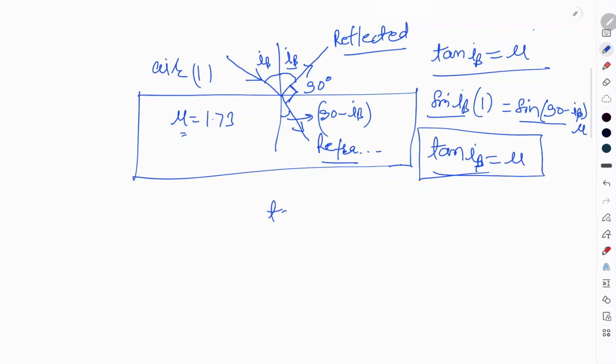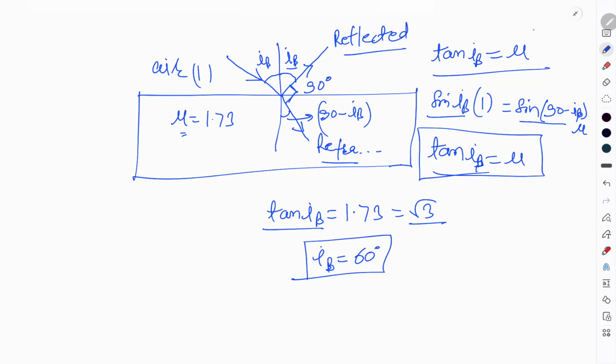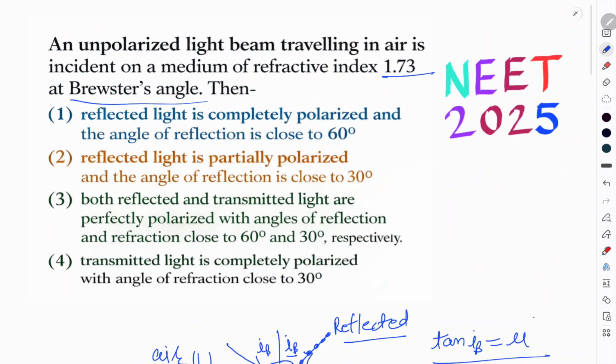So from here tan IB is 1.73, which is nearly root 3, and as we know that tan IB is equal to root 3, so IB will be 60 degree. So the Brewster angle will be 60 degree, and as we know that the reflected ray will be completely polarized. Okay, so let us see.